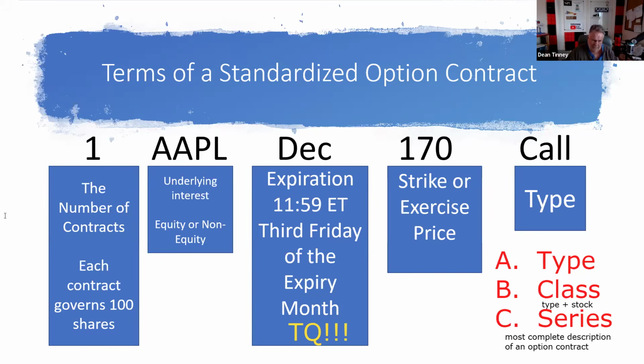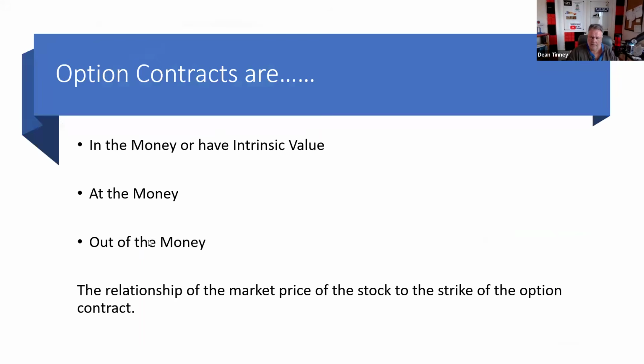Right now, Apple, we're looking at a 170 call. And right now, Apple is at 168. When we ask you about in the money, which is synonymous with intrinsic value, when we ask you about out of the money, we're not asking you about the player. We're simply asking you about the relationship of the market price of Apple, 168, to the strike price of the option, 170.